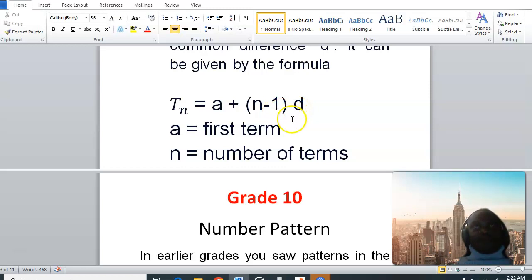There are other formulas, there are other methods of solving this. I said I want us to stick to this one. The a represents the first term, the n represents the number of terms. You need to do your part too.